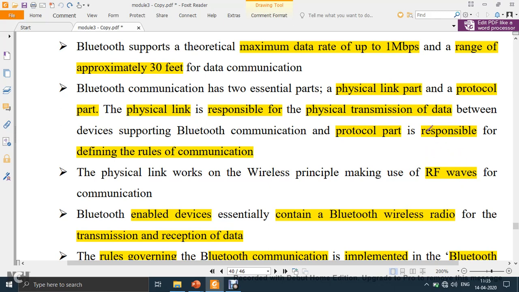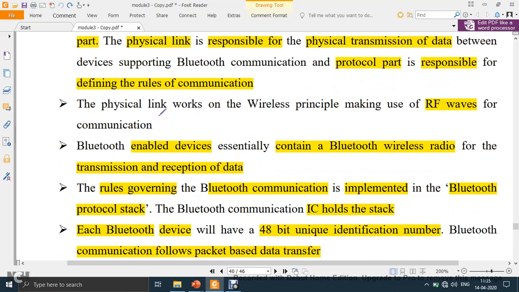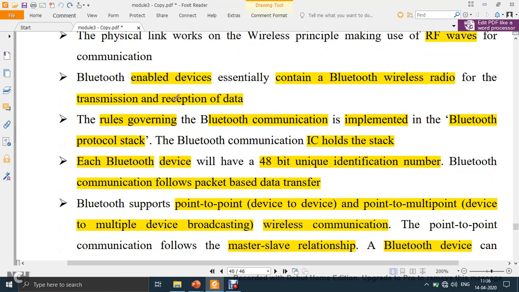So it is just like the rules that you use for speaking a language. Okay, if you don't use the rules to speak that language, the other person might not understand it, right? So that is nothing but a protocol. So there are two parts: physical link and protocol part. So the physical link, as the name itself indicates, is responsible for data transmission, and the protocol part is responsible for defining the set of rules, right? So the physical link works on wireless principle, since it is wireless communication, which is RF based, and its frequency is 2.4 gigahertz.